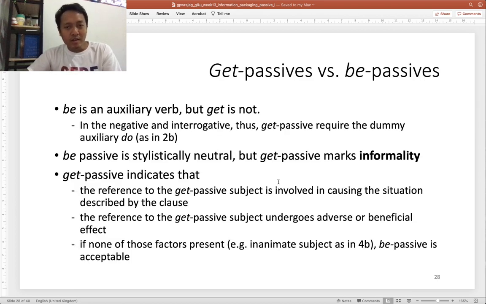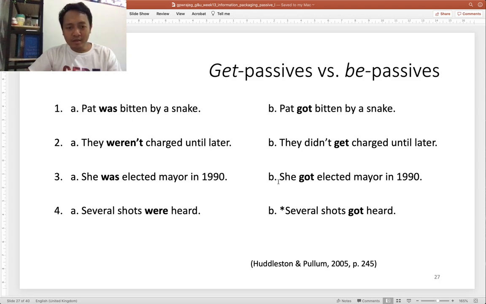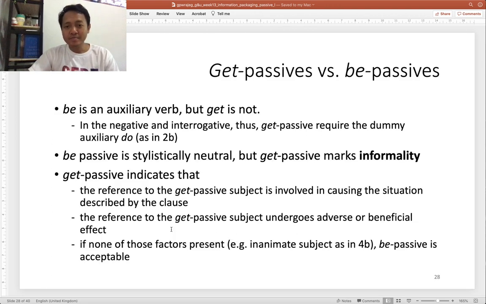But if none of these factors is present, if the passive subject neither undergoes an adverse or beneficial effect, nor is involved in causing the situation described by the clause, the be passive would be more preferable. Such as this one. For A, several shots were heard. For B, because several shots are not animate, compared to Pat, a name, animate, she, a person, animate. In this case, the be passive is acceptable.